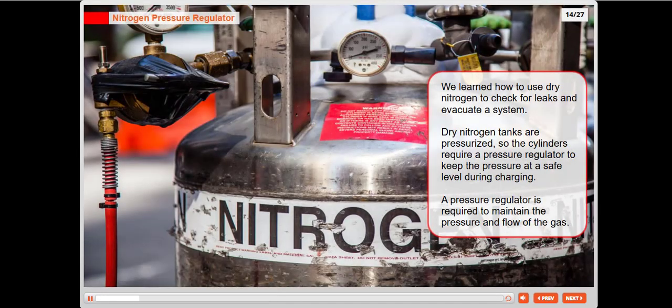We learned how to use dry nitrogen to check for leaks and evacuate a system. Dry nitrogen tanks are pressurized, so the cylinders require a pressure regulator to keep the pressure at a safe level during charging. A pressure regulator is required to maintain the pressure and flow of the gas.